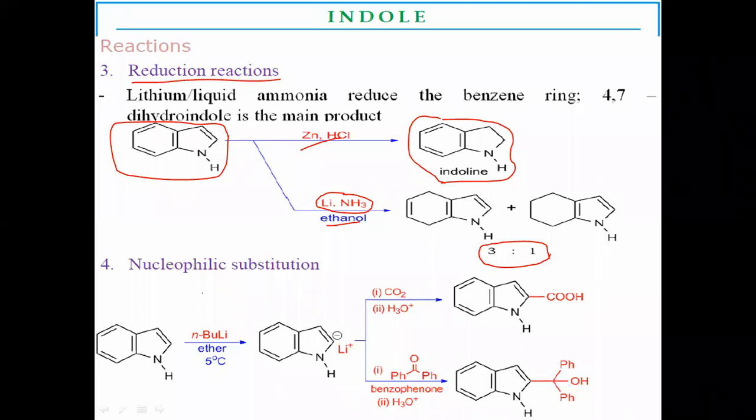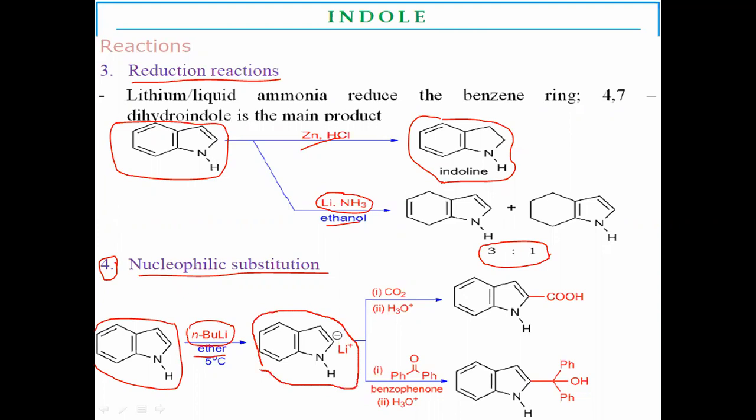Apart from reduction and electrophilic additions and substitutions, the next reaction is nucleophilic addition or substitution on indole. Indoles undergo nucleophilic substitution. This is the structure of indole. They react with n-butyllithium in the presence of ether. There is formation of indole lithium. This lithium indole undergoes carboxylation to give a carboxyl-substituted product. The most favorable position for nucleophilic substitution is the second position.